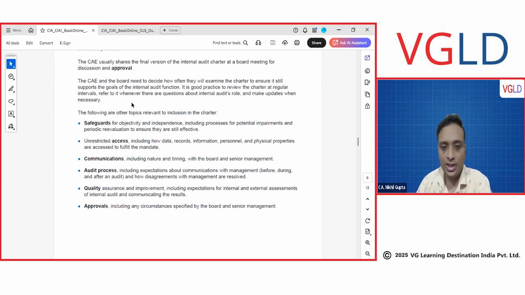Communications, including nature and timing with the board and senior management. Audit process, including expectations about communication with management before, during, and after an audit, and how disagreements with management can resolve.